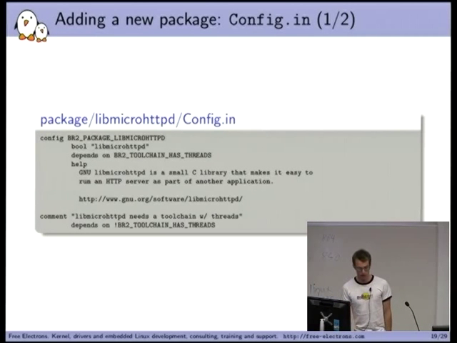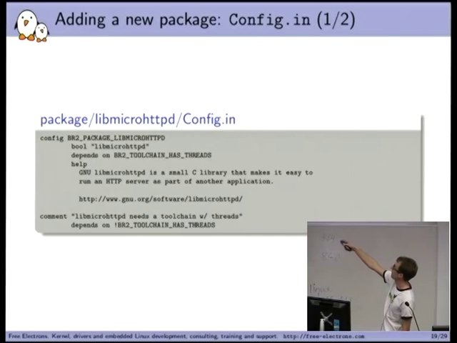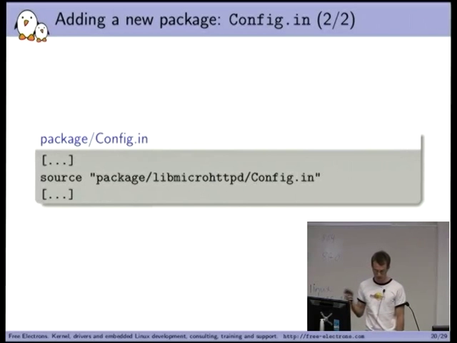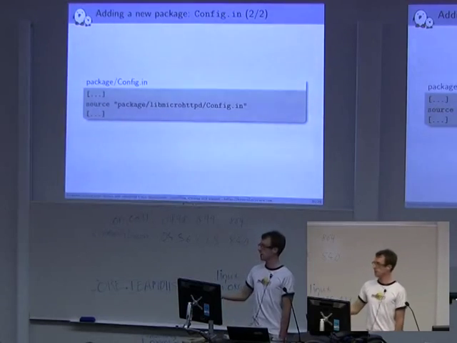So here I'm showing the libmicrohttpd package. So basically we're defining a config symbol and naming the option, that's what will appear in menuconfig. Define the dependencies. So here this package has no specific dependencies except that the toolchain should provide thread support. A description, and then we have a little comment that says, hey, your toolchain doesn't have threads, so you can't enable libmicrohttpd. Once this is done, and obviously this should be done in a directory that's named after the package, so package/libmicrohttpd/Config.in. Once you've done that, you need to go to the upper level Config.in, which includes all the Config.ins for the different packages, and add a new include, so it's source and the name of the file we just created before. So that's the easy part.